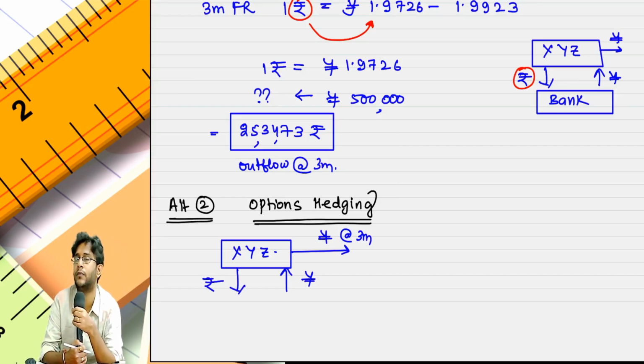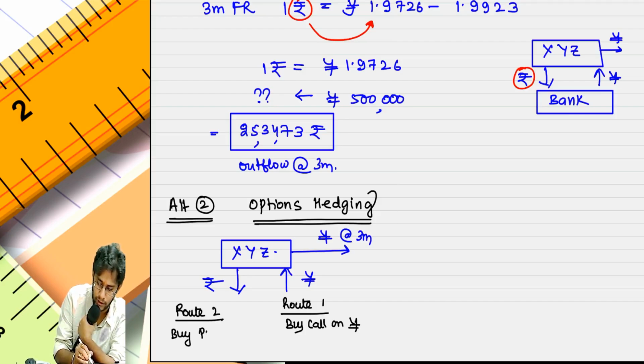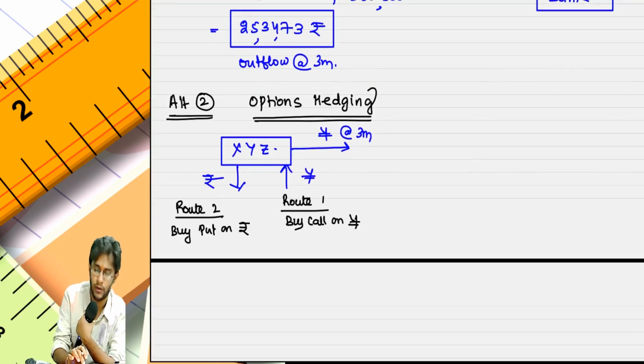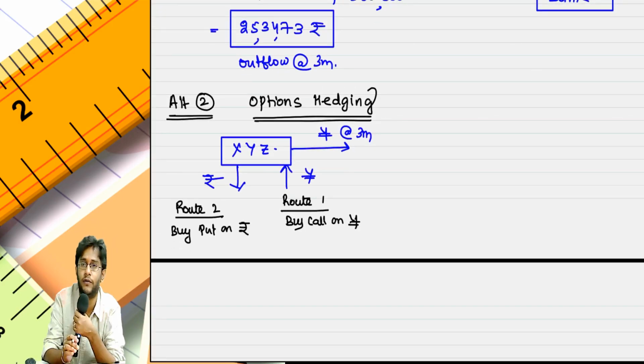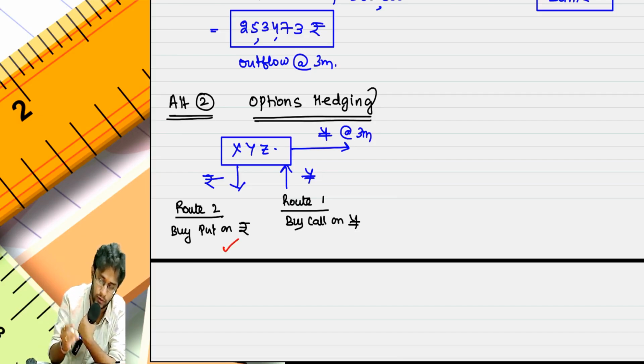What is the risk involved? Yen may increase or rupee may decrease. So your two routes of hedging are: route 1, buy a call on yen, or route 2, buy a put on rupee. What you have to observe in the given question, from the data, is which currency is the underlying asset. Rupee currency, because the premium and all is given in yen. So the underlying asset is rupee. So you have to select only route 2.